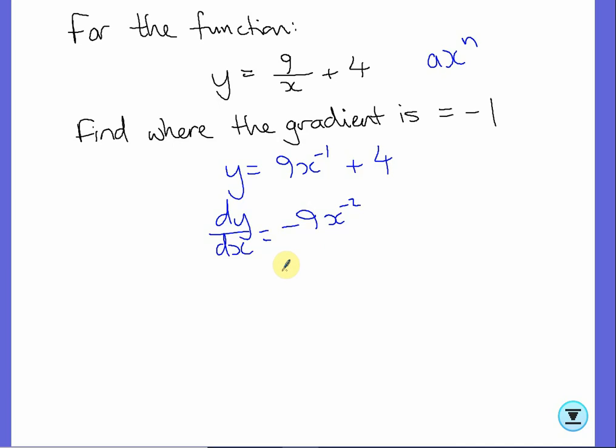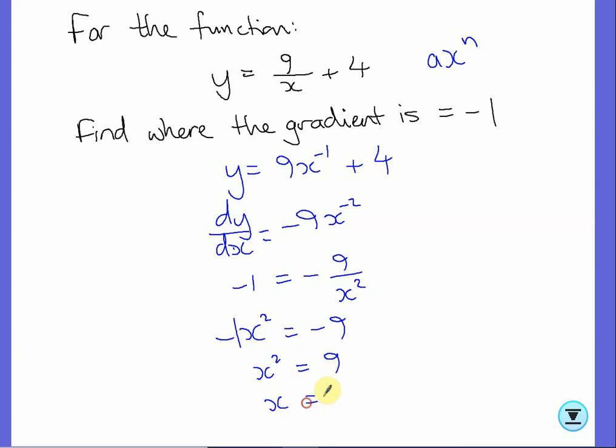So we can rewrite that as minus 9, negative at the top, positive down below. But this time we want to know the gradient, so we want to know where the gradient is minus 1. So we just change that to be minus 1. X squared is our denominator, so let's times by x squared. We get minus x squared. I'm going to put minus 1x squared to make it easier to explain. To get x squared on its own, we now need to divide by minus 1. So we just get 9.